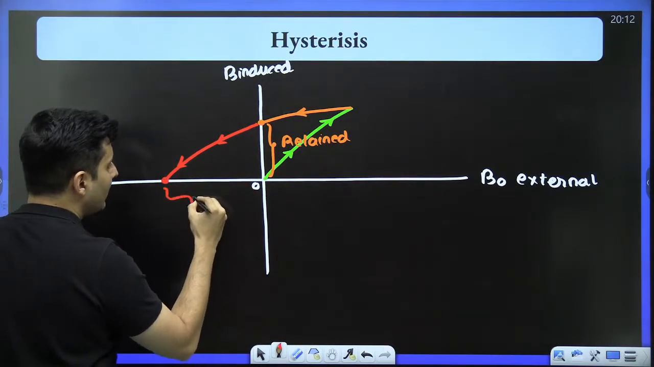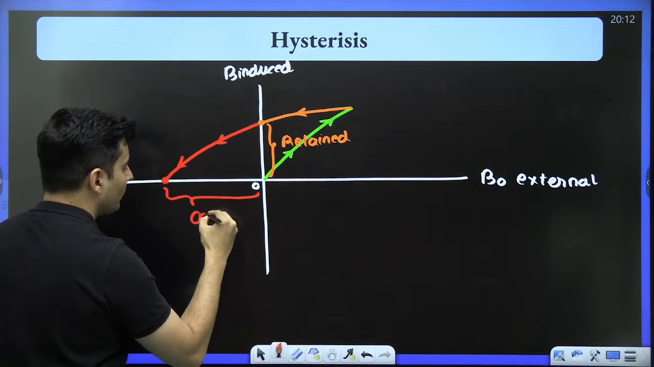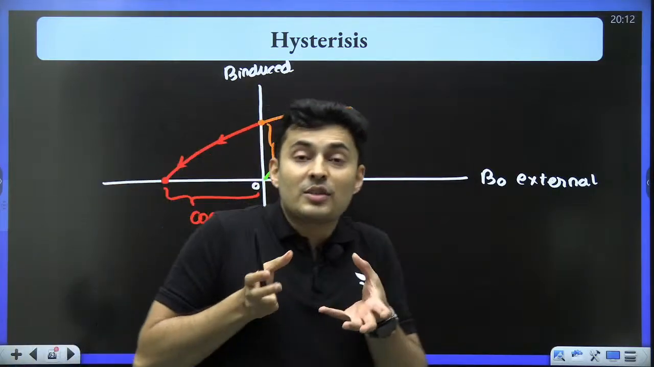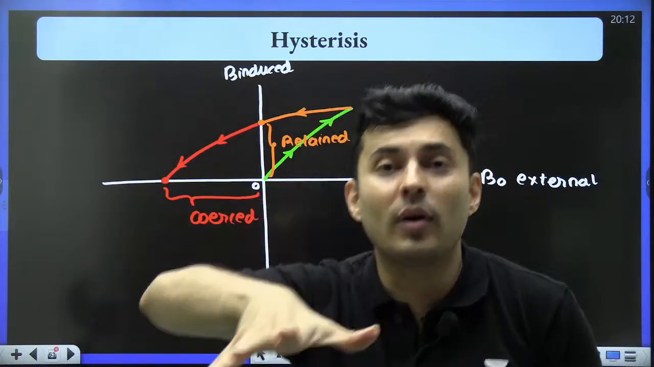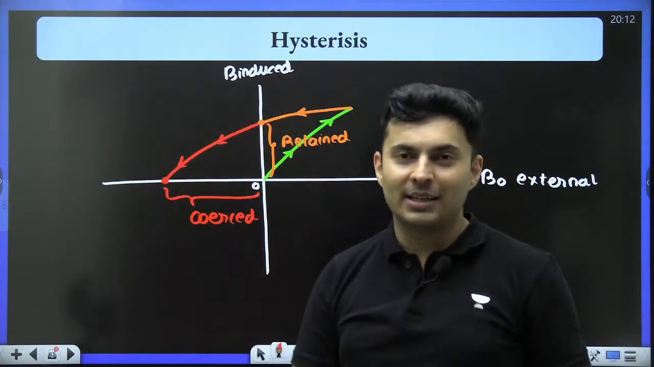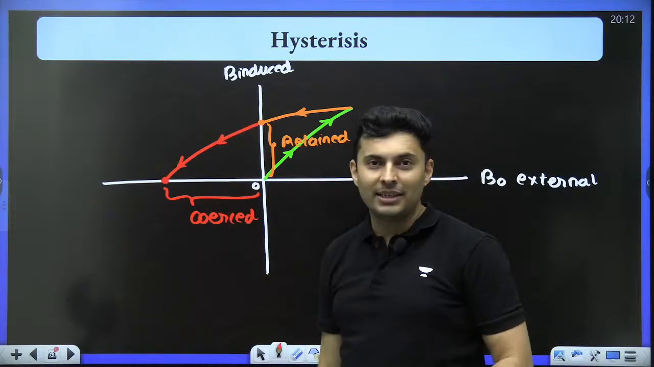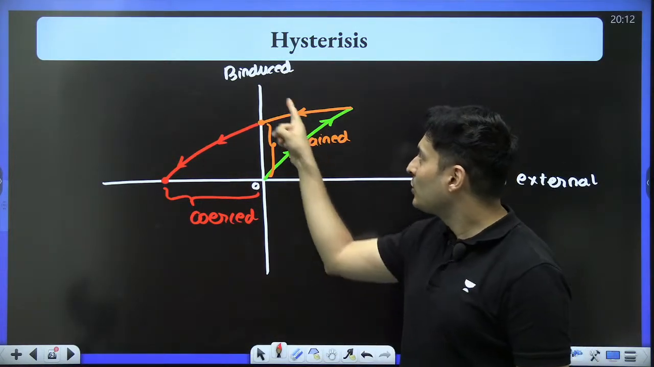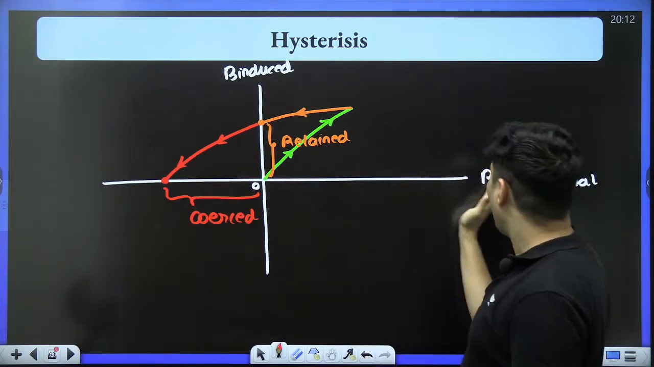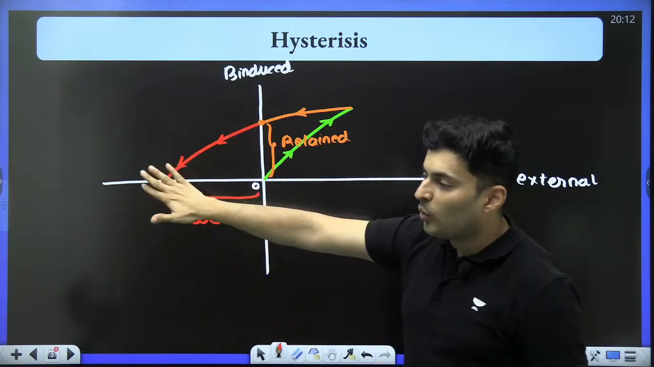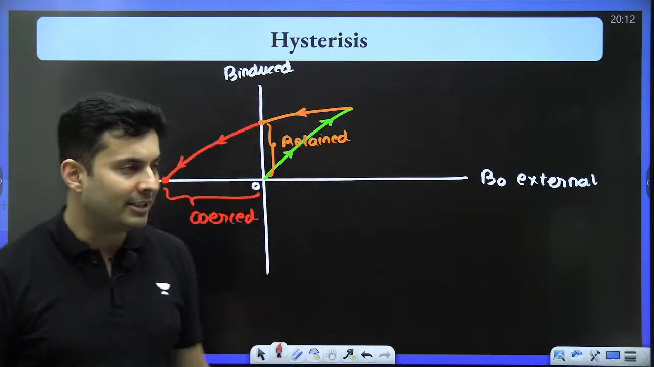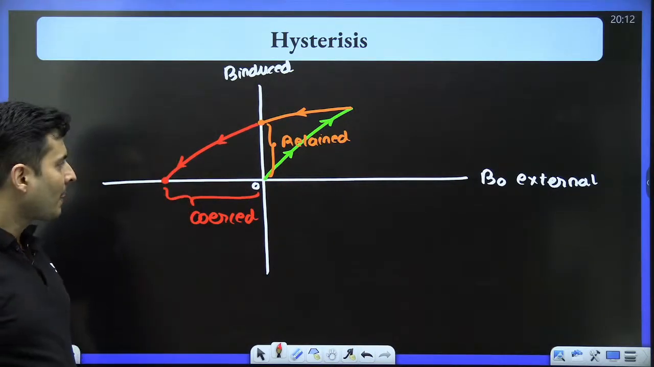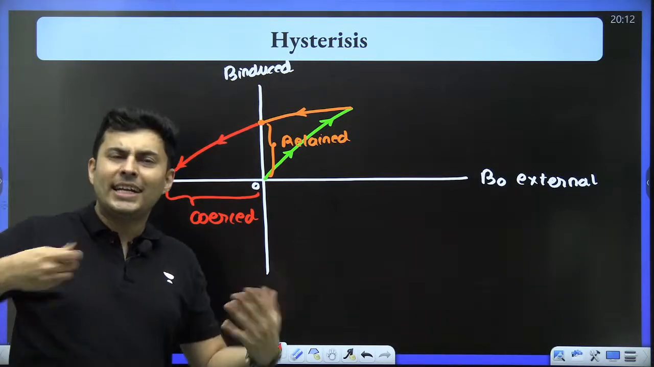I have basically coerced it to become zero. Coerce means force. I have forced it to remove the magnetic field. So that is coercivity, or coerced into getting demagnetized. So the induced field becomes zero when you apply a sufficient opposite direction magnetic field. So it has come back to nothing. It's zero.